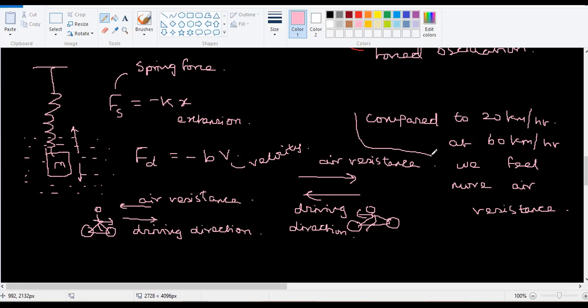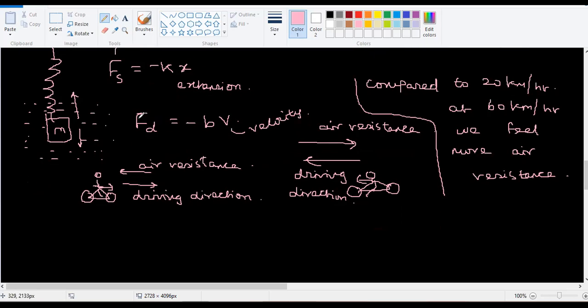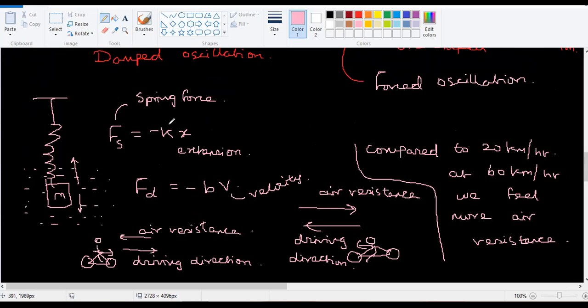So these are all things which you experience in day-to-day life, and you have to connect that with your physics here. This damping force is proportional to the velocity. Whenever we have proportionality, we bring in a proportionality constant, and that constant happens to be B. So we call it the damping constant. This is the spring constant, right? So force or spring constant. This is the damping constant.